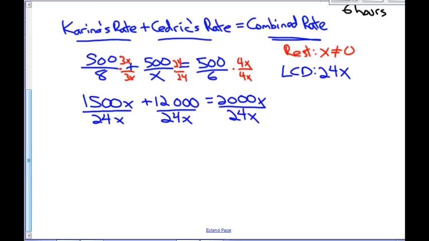Okay, this is using kind of method 2. And then we're going to divide all those out. Or you could have done it the other way, just multiply by the 24x.